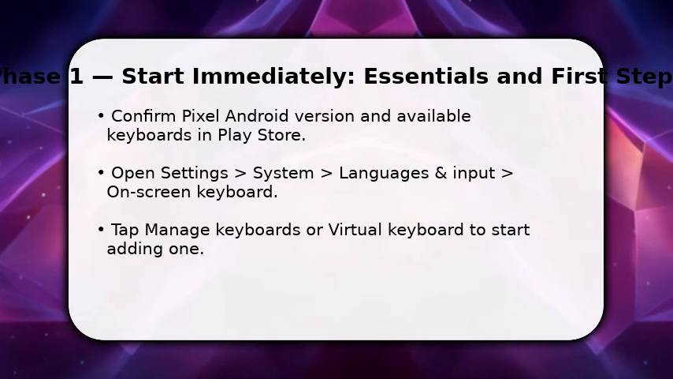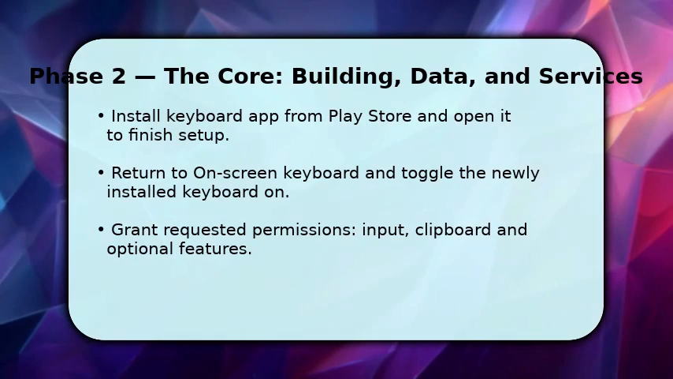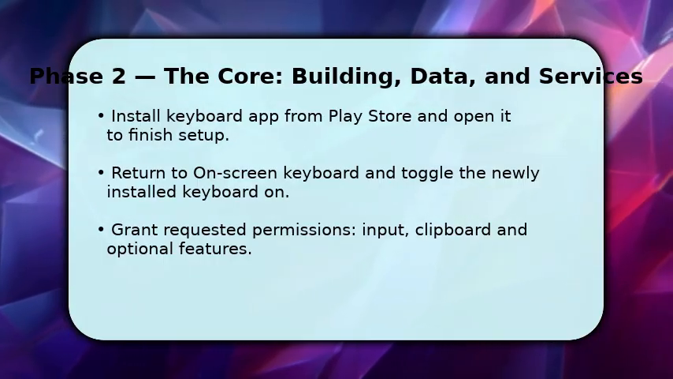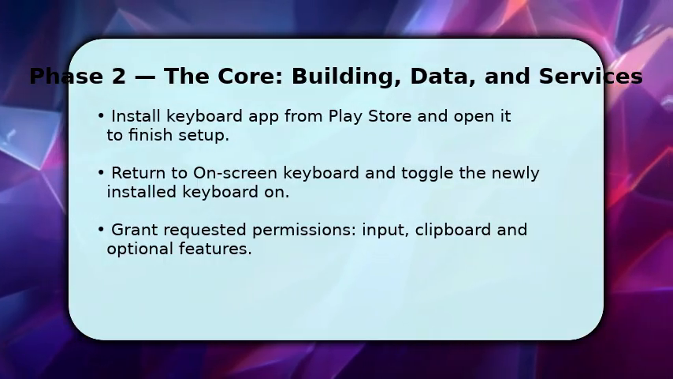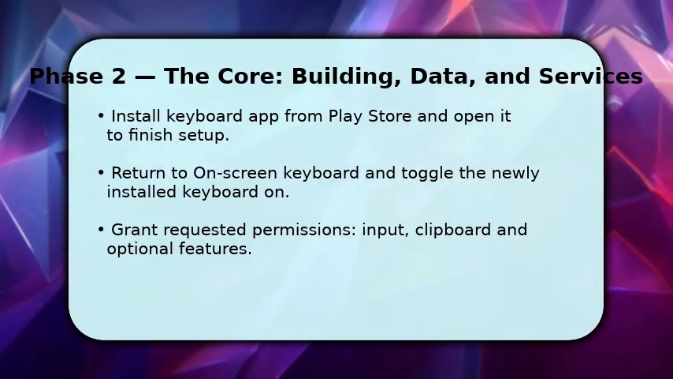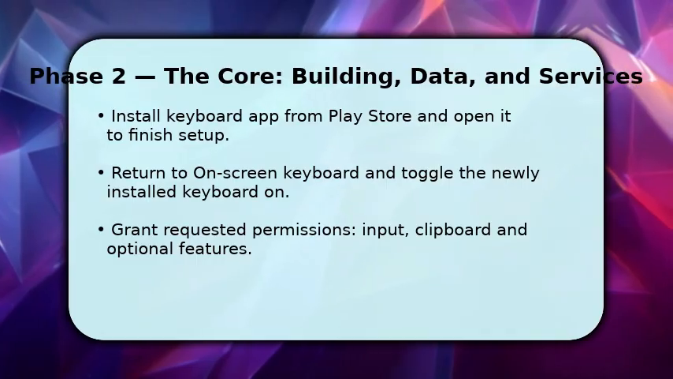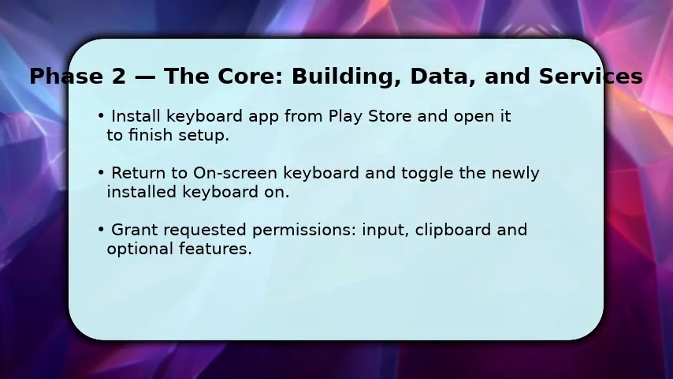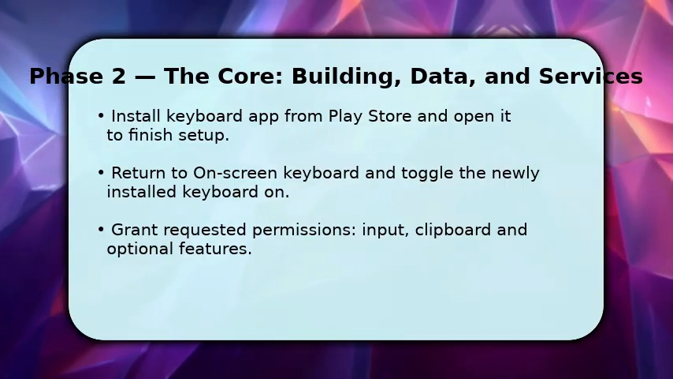Now install the keyboard you want from the Play Store and follow its initial setup prompts. Some keyboards walk you through themes and permissions. Once installed, go back to On-screen Keyboard and toggle that keyboard on under Manage Keyboards. Make sure to grant necessary permissions, input method and optional clipboard or microphone access, or the keyboard won't function fully.